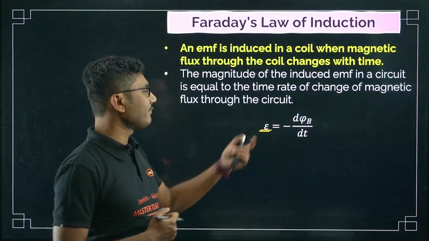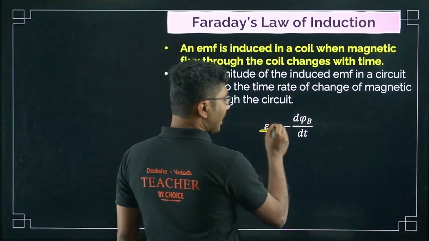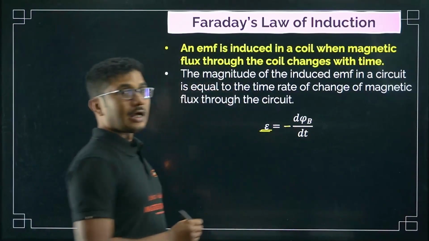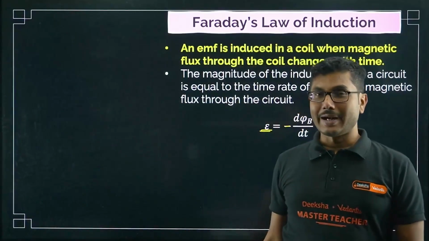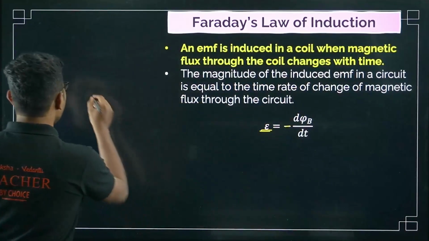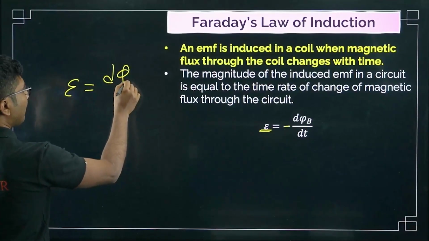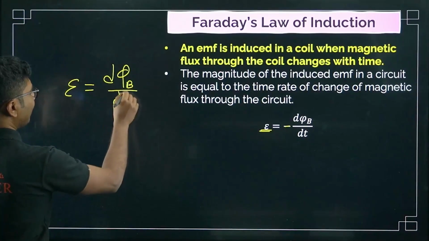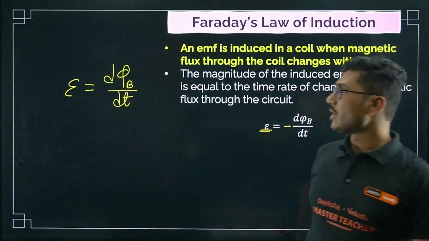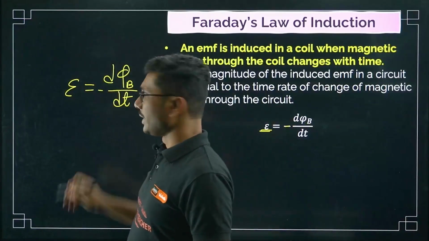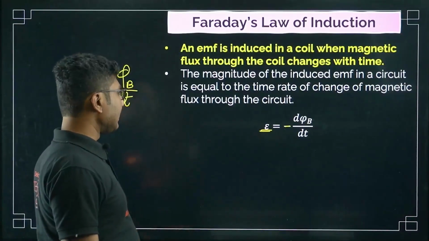So this is the EMF term, this is the change in flux term. Now the negative sign, even though I have given this negative sign, remember that Faraday did not give this negative sign. Faraday only said that this epsilon is basically equal to d phi B by dt, right? But later on it was discovered that this is not 100% correct. You have to add a negative sign to it. That negative sign comes from another law. We will see that in a while.